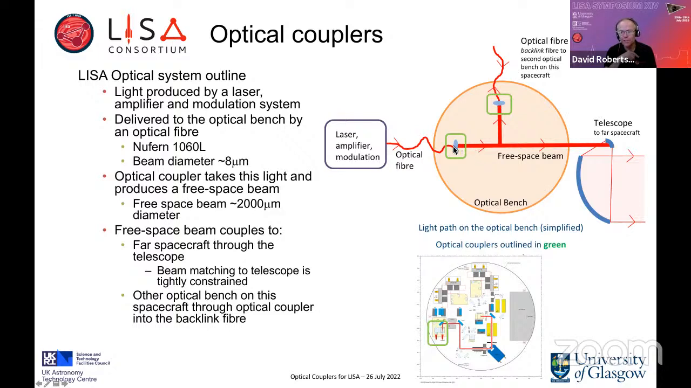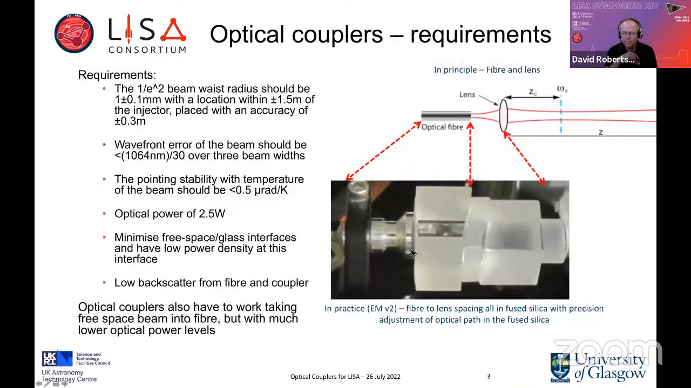The other important thing for the optical couplers is that a little bit of the beam on the main optical bench goes to a second optical coupler that transmits light through a fiber to the adjacent optical bench on the same spacecraft. And this allows us to do the phase comparison essentially between the two lasers on the two different optical benches. So that gives you a rough idea.